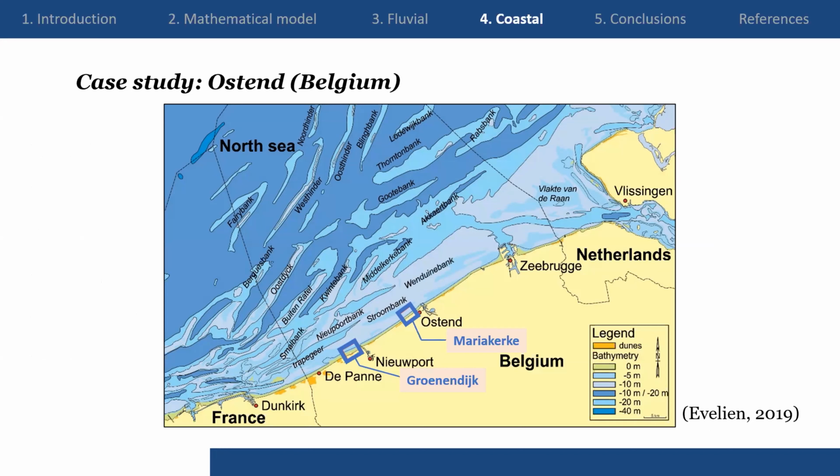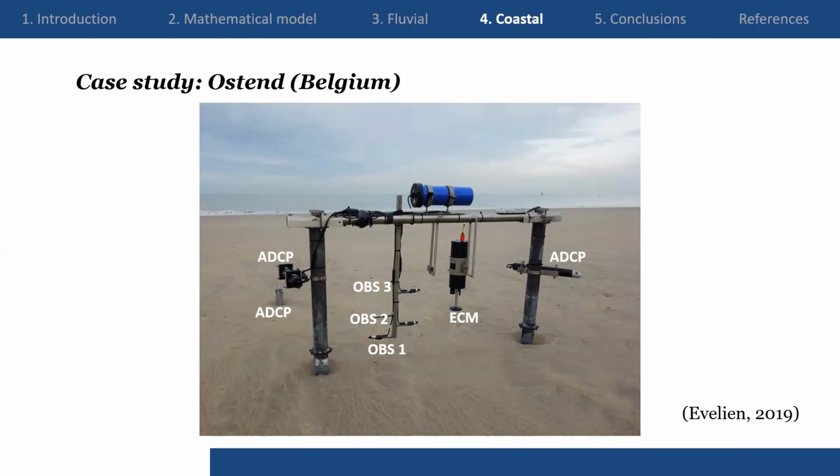Two field stations were implemented in Mariakerke and Groenendijk in Belgium. This is part of the PhD work of Evelien Brand. This is the type of monitoring station she had: 3 OBSs, an electromagnetic current meter, and 3 ADCPs.